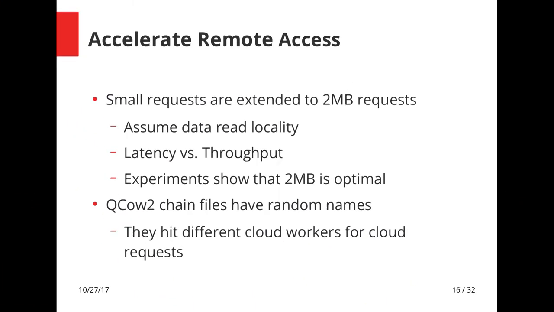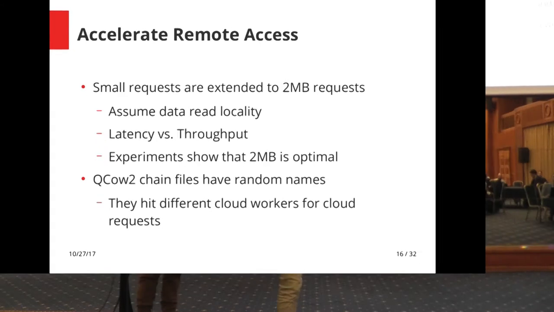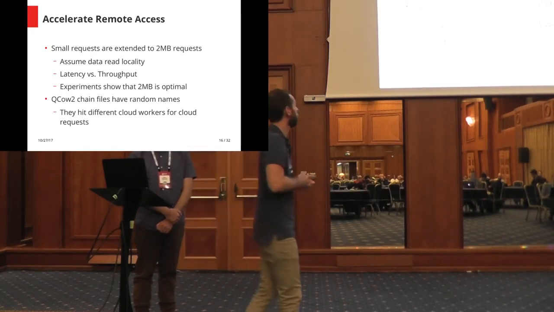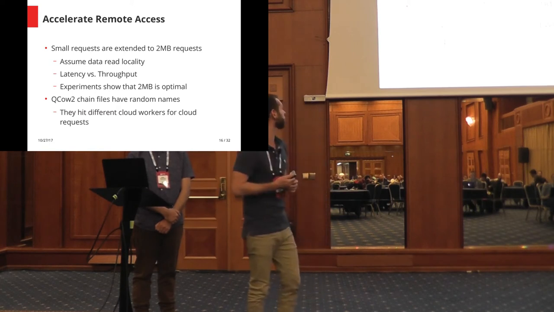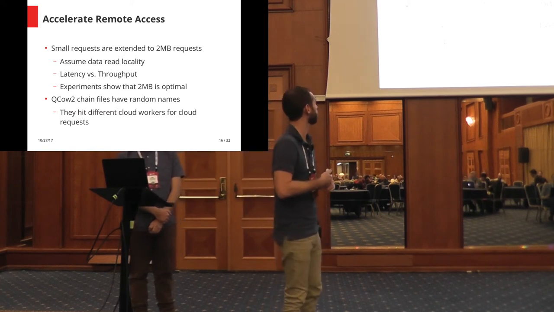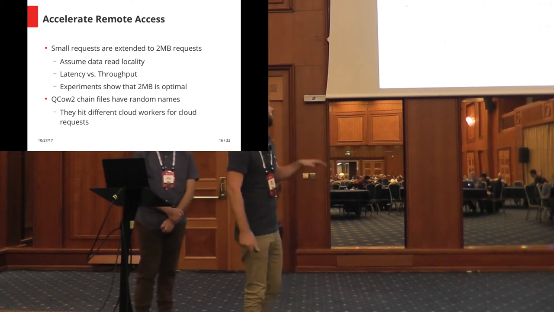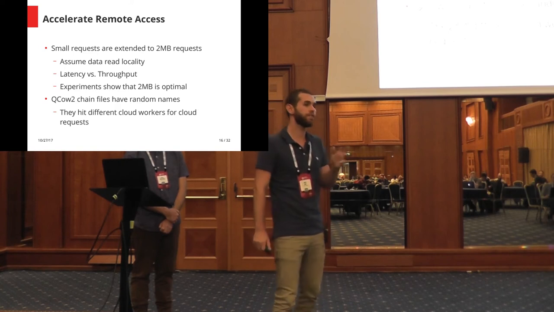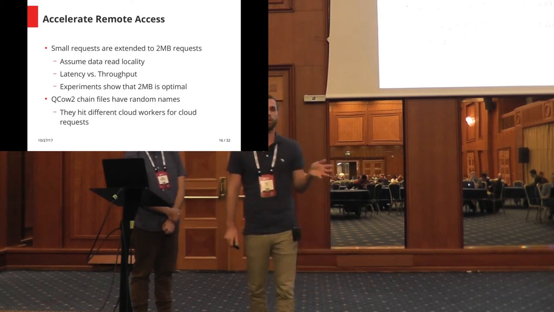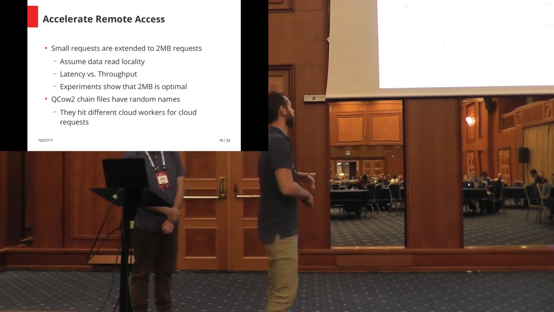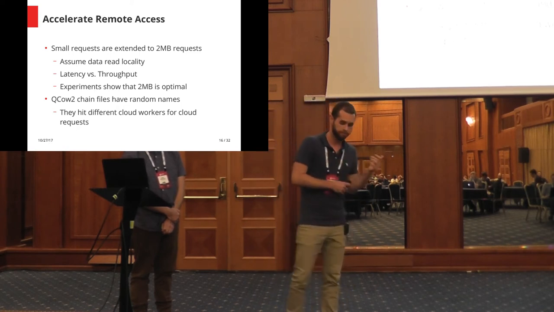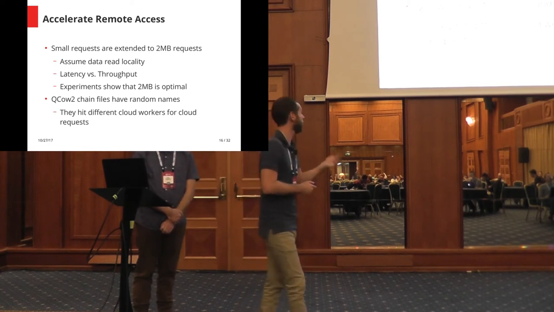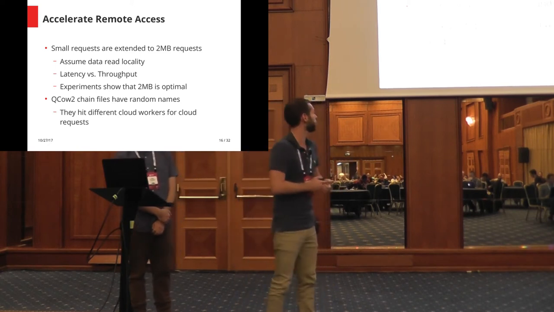How do we accelerate remote reads? Going to request data from the object storage all the time is not so efficient, so we have some optimizations. First of all, we extend small requests to 2 megabyte requests. This is because we assume data read locality. If the guest needed some data from the disk, then it would probably need some neighboring sectors as well. So we take what we can.